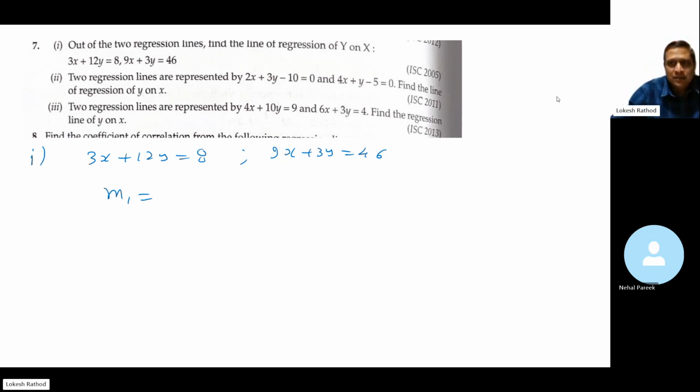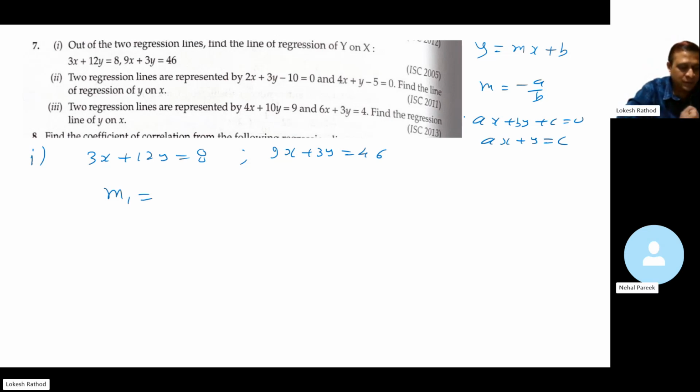There are two ways of finding slope. One is you convert into y equal to mx plus b form. If you forget what the slope is, you can use this concept. Another thing, slope is nothing but minus a over b. If the line is ax plus by plus c equal to 0, or ax plus by equal to c, both ways it is negative a over b. So slope is minus 3 over 12, so minus 1 over 4. And here slope is minus 9 over 3, so minus 3.